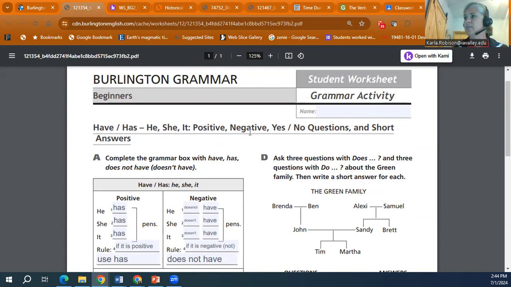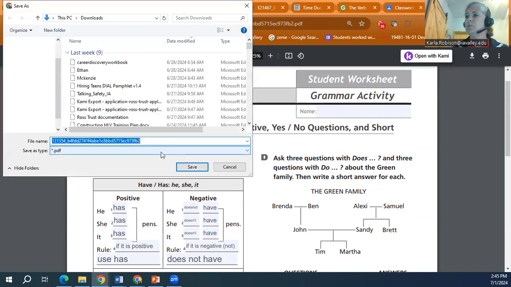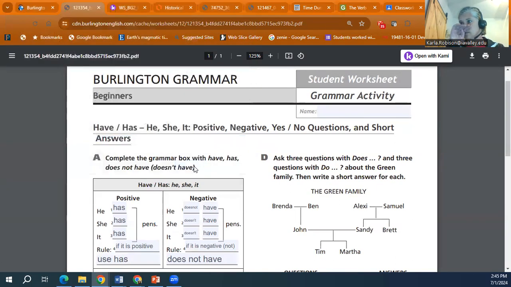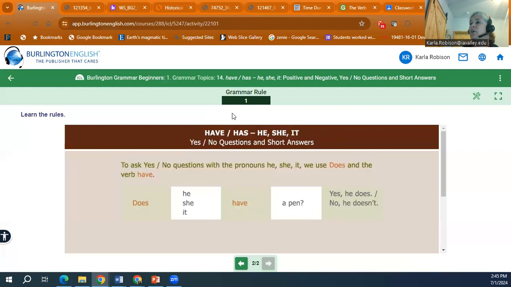she, he, or it. Okay, so I will download this and email it to you. She, he, it, have, and has. Okay, so I will have that for you to look at. And you can also practice it on your own. Okay, so that is the beginning one.